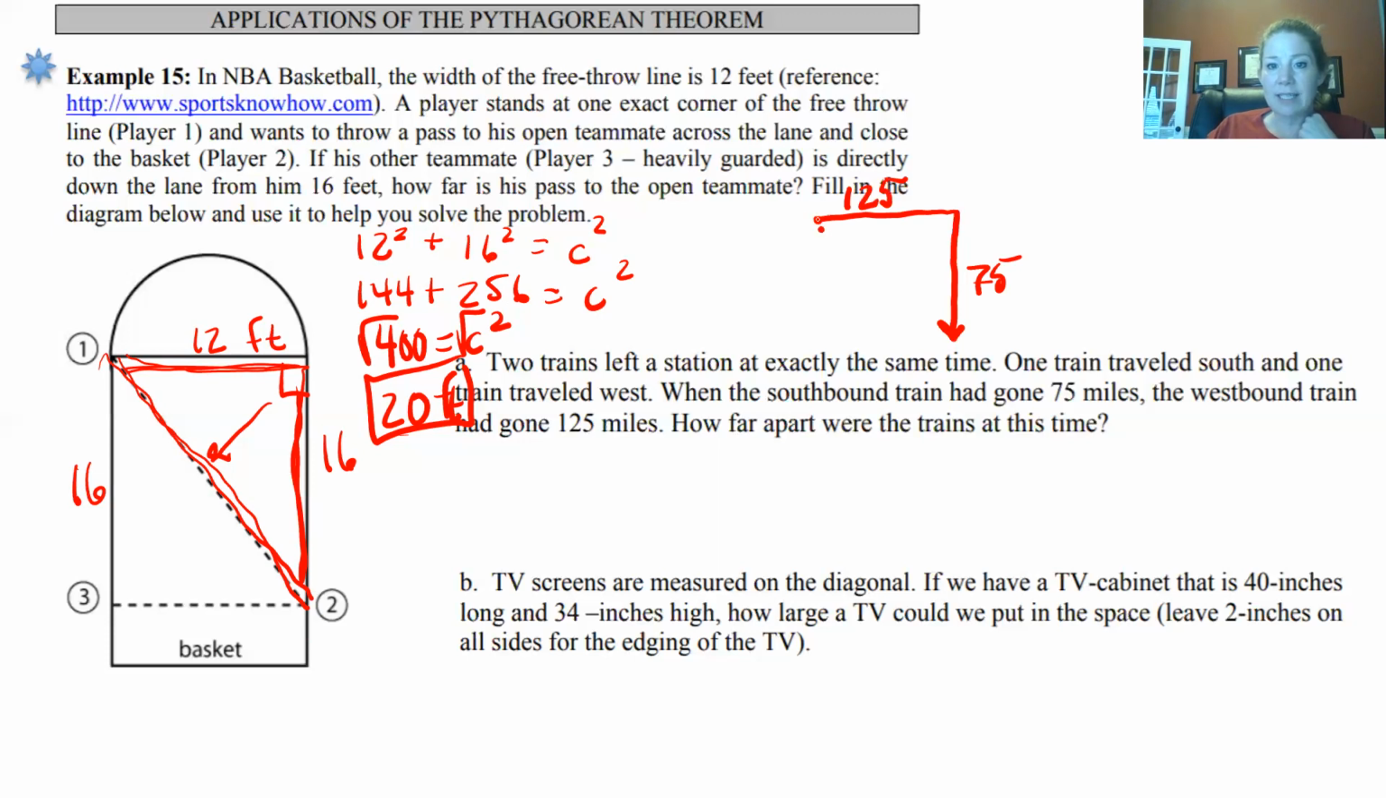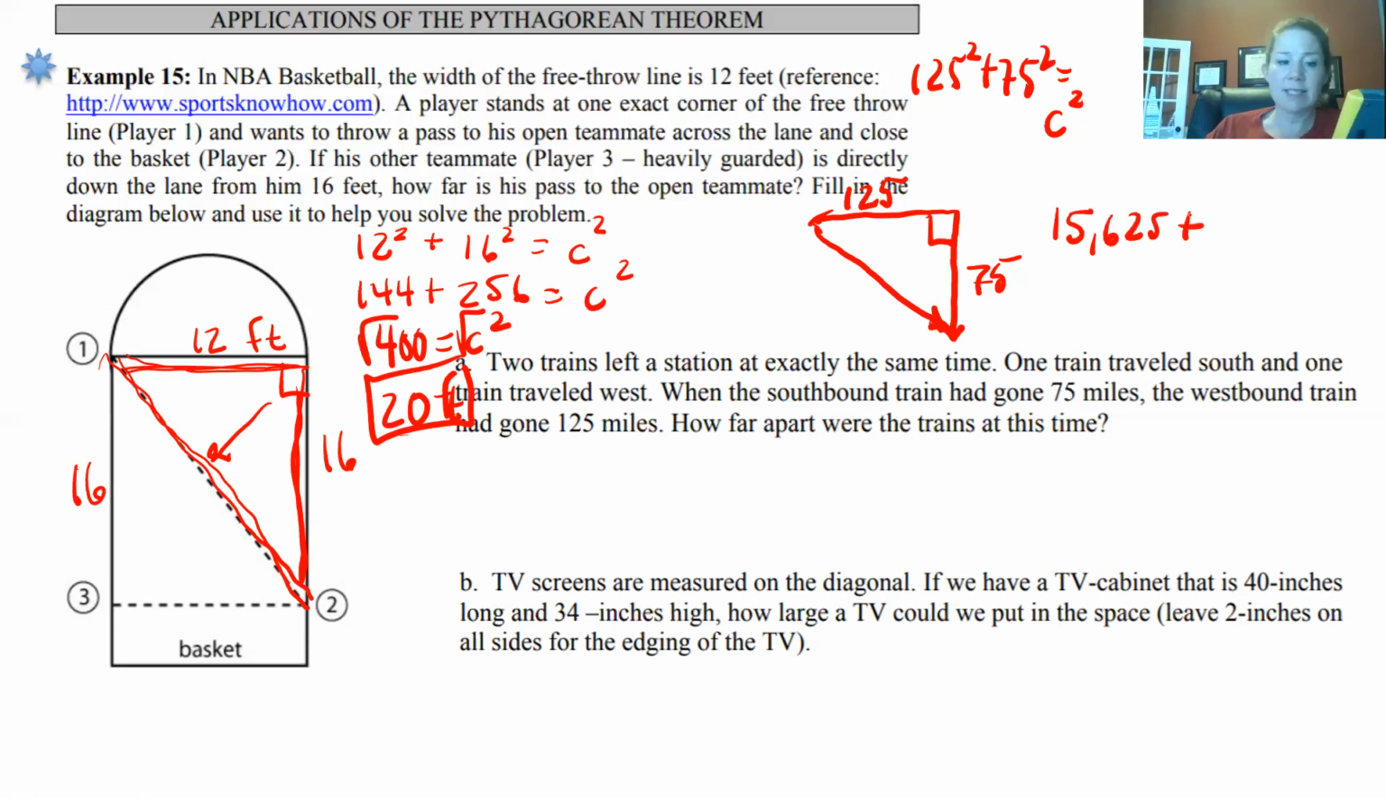So this train is here, this train is here. We want to know how far apart they are. Well, they made a right triangle. So we're going to do 125 squared plus 75 squared equals their distance apart squared. So 125 squared is 15,625, plus 75 squared, which is 5,625. That's going to equal c squared.